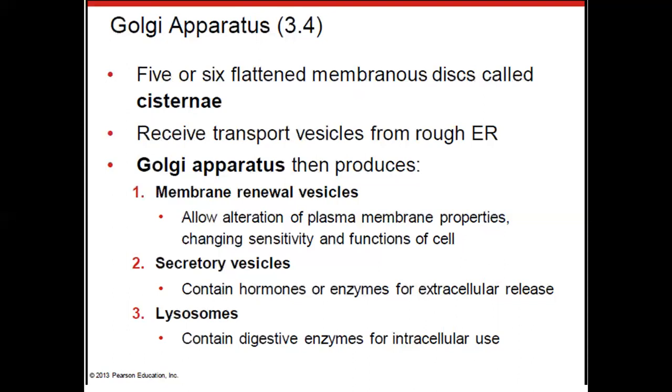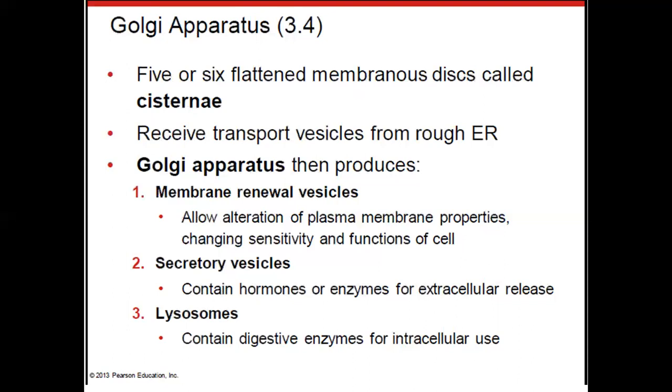It also produces what's called a secretory vesicle. And that secretory vesicle has within it something like a hormone or an enzyme that was produced inside the cell and needs to be released from the cell. So basically these secretory vesicles can travel from the Golgi apparatus where they're produced, holding and containing hormones or enzymes, and then those hormones or enzymes get released from that vesicle as they pass through the cell membrane.